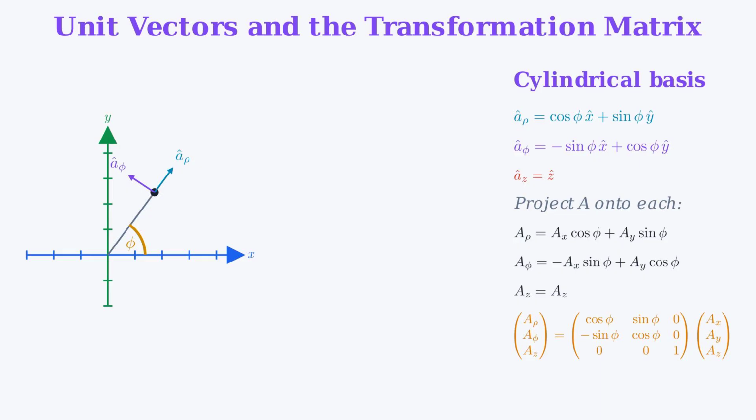If our vector A has Cartesian components Ax, Ay, Az, then its cylindrical components come from projecting A onto these new unit vectors. A rho equals A dot a rho equals Ax cosine phi plus Ay sine phi. A phi equals A dot a phi equals minus Ax sine phi plus Ay cosine phi. Az equals Az. Three projections, that is all. We can write this as a 3x3 rotation matrix. The cylindrical components are the Cartesian ones rotated by phi around the z-axis.